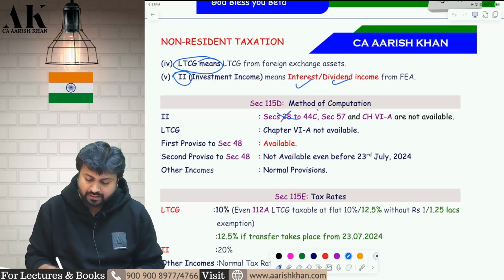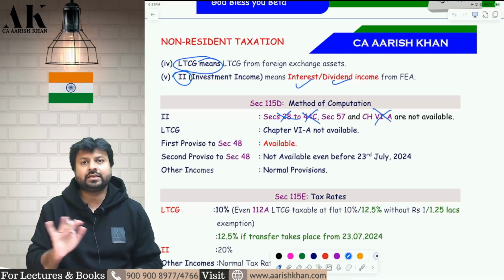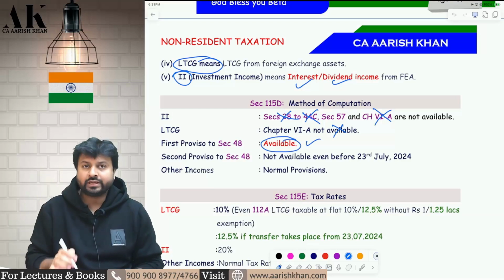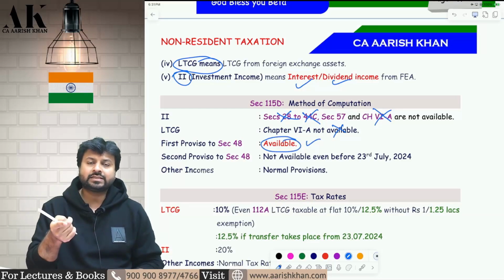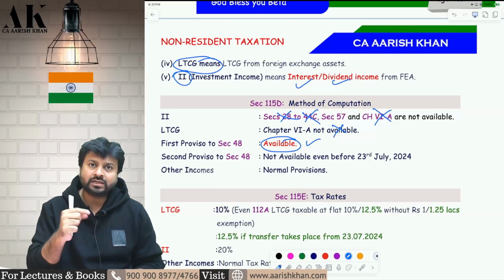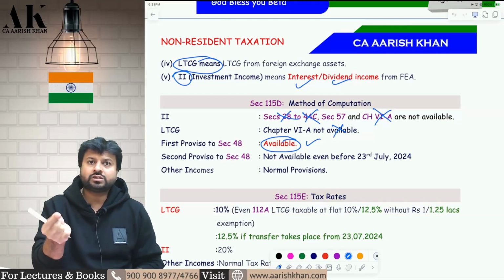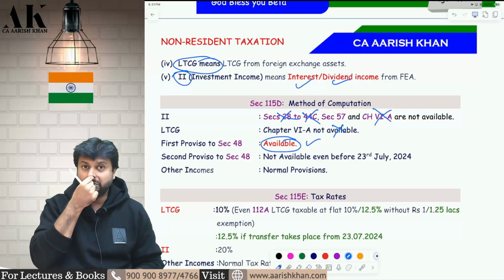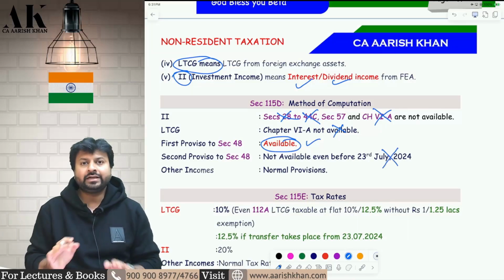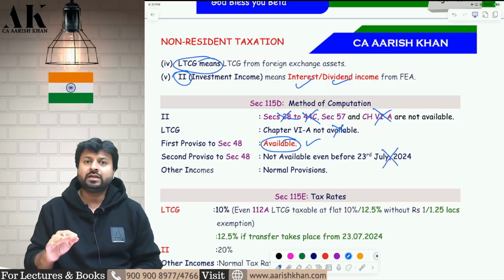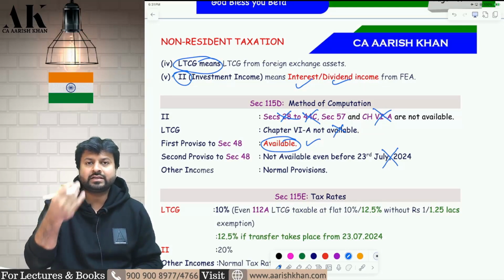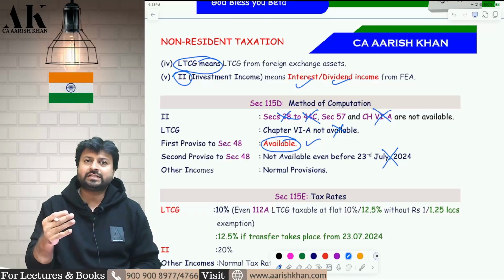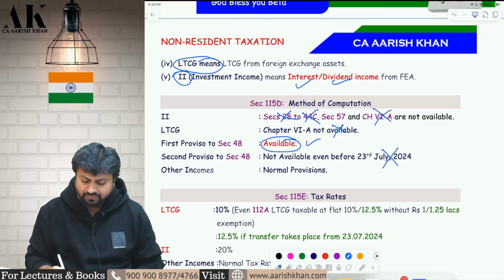No deduction of PGBP, no deduction of IFOS, no deduction of chapter 6, and nothing is allowed against these incomes. But first proviso to section 48 is available over here. It means when you purchase the shares, debentures or bonds in foreign currency, you have to do all those calculations of converting first as per TTBR, then into foreign currency, then again into Indian currency. Second proviso is not applicable. Indexation benefit is never available under this chapter, even before 23rd July. After 23rd July, indexation is not available in any case except one case. Other income will be charged at normal rate.